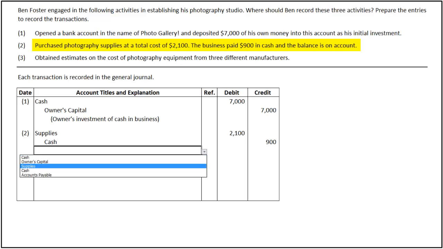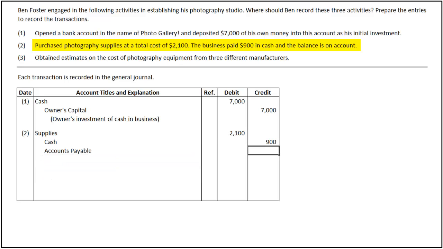We must also credit accounts payable, a liability account, for the difference amount of $1,200, as this is the portion to be paid on account. This will also balance the debits and credits. Note that a liability account, like accounts payable, will have a normal credit balance.